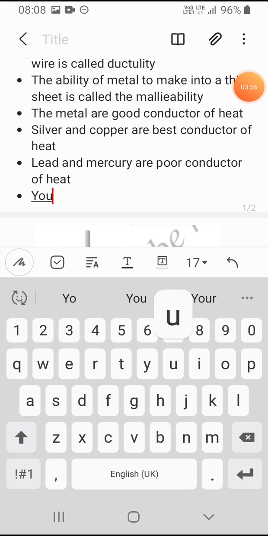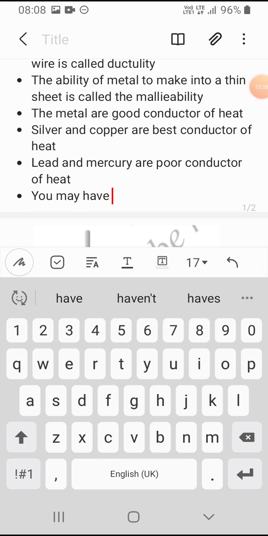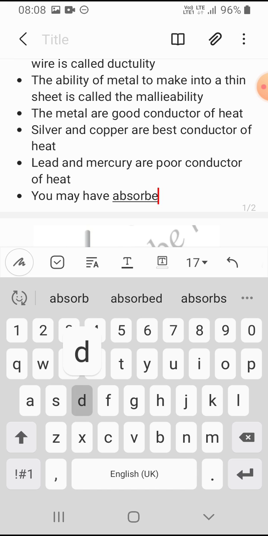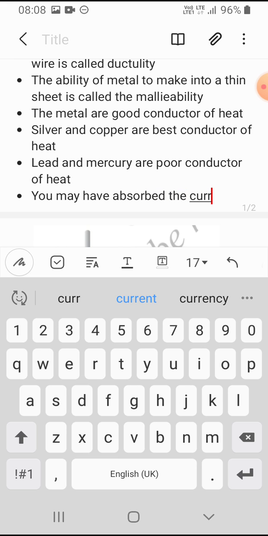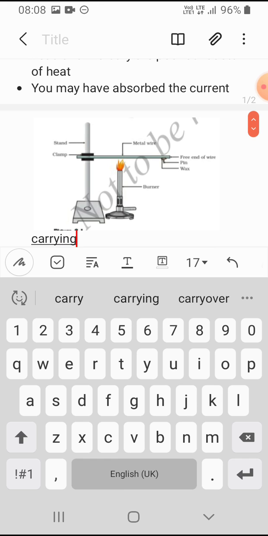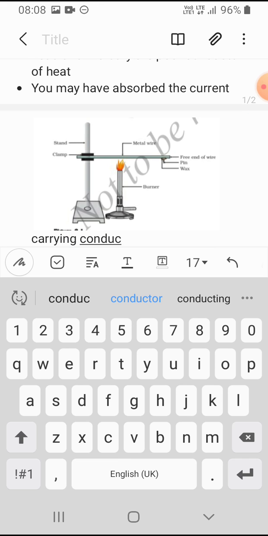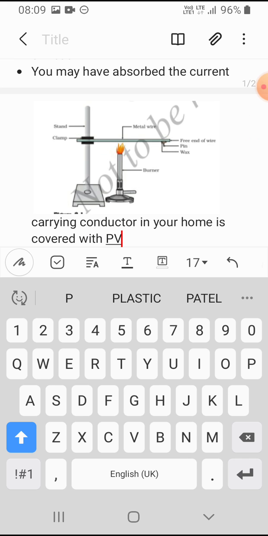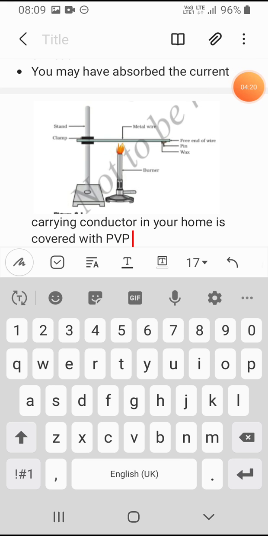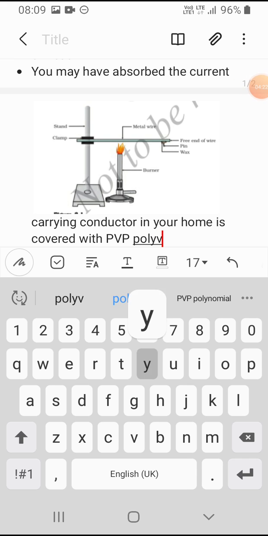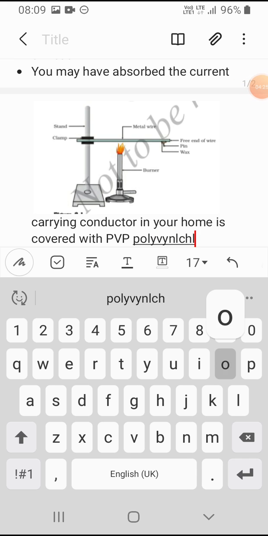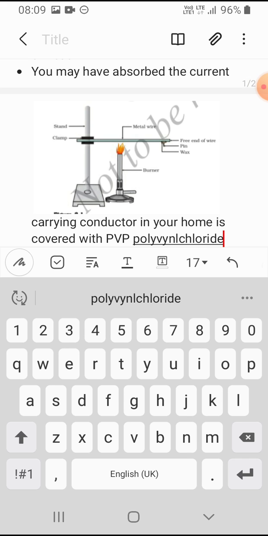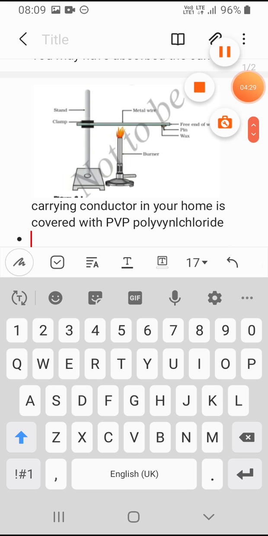You may have observed the current carrying conductor in your home is covered with PVC, that is polyvinyl chloride. They cover it so that you may not get a shock.